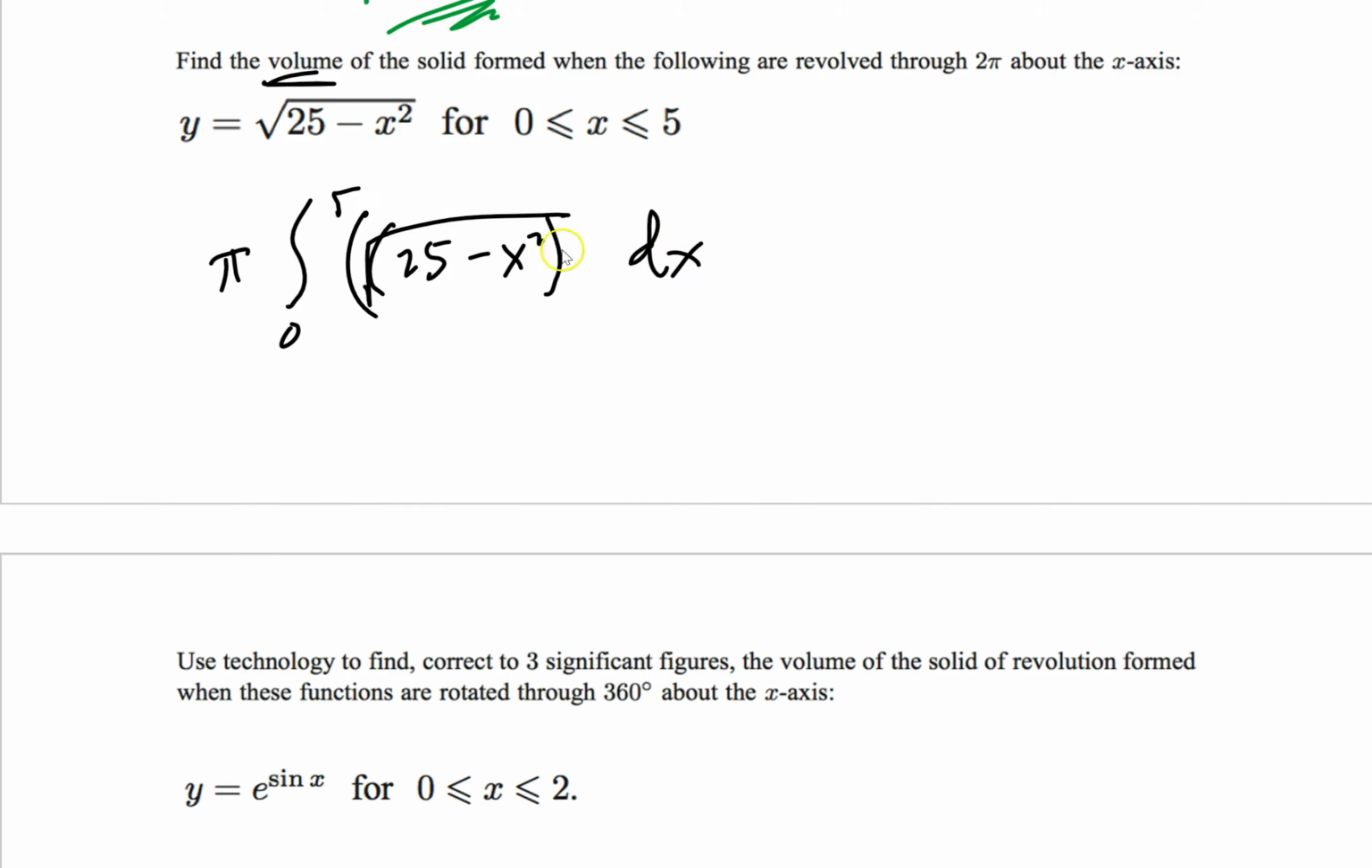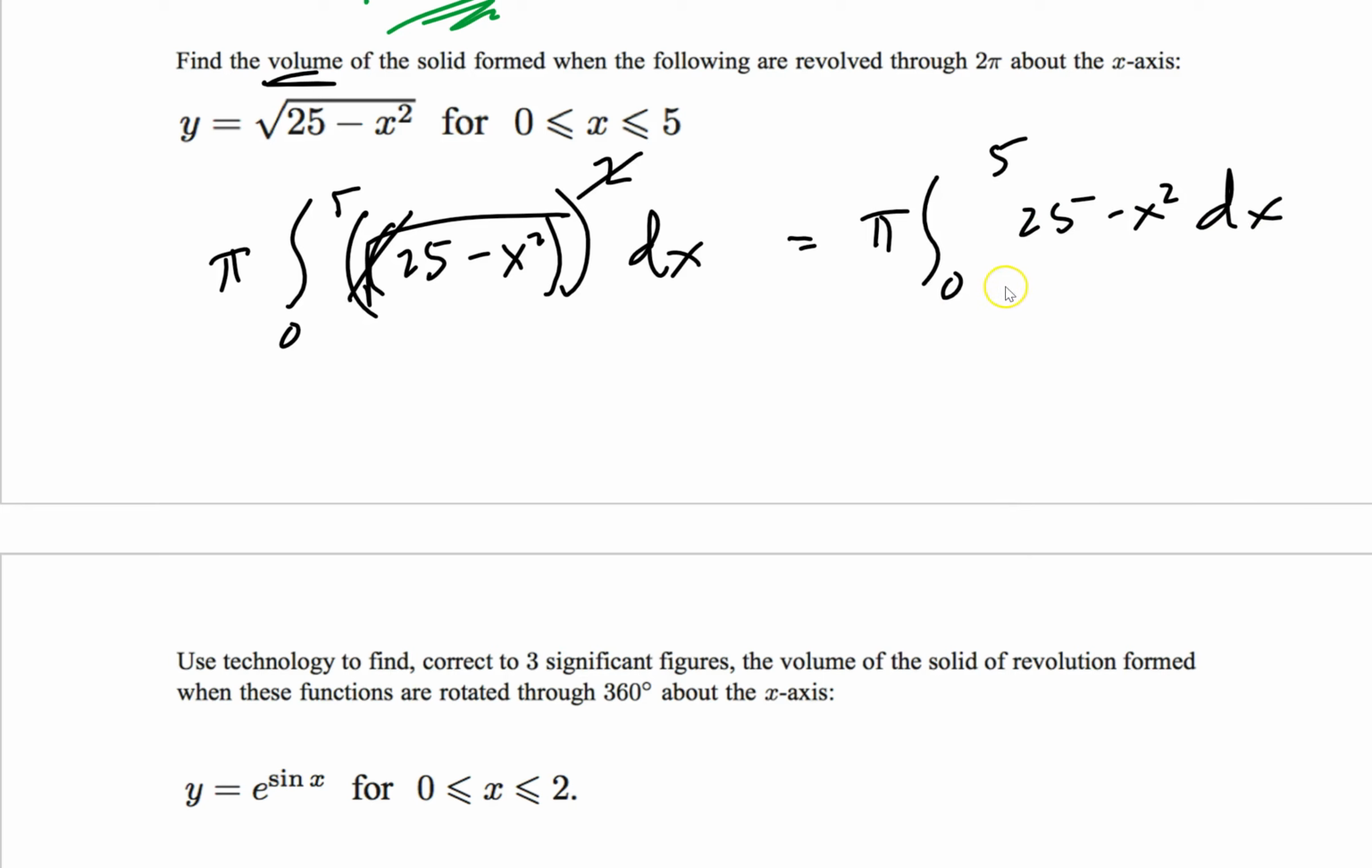Remember, the formula is the thing squared. Seeing this looks ugly, I'm squaring it, right? It's pi, the thing squared. That squared and the square root cancel out, and I just get pi, integral from 0 to 5 of 25 minus x squared dx. Keep in mind, I still haven't integrated yet. I just did some basic algebra.